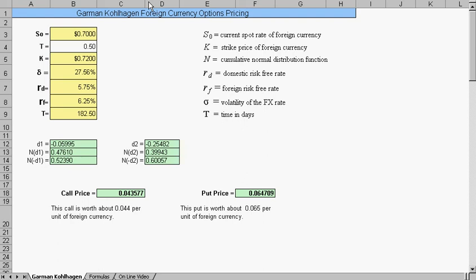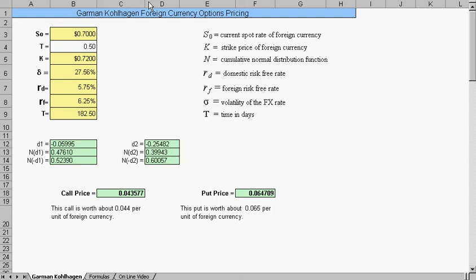As in the Black-Scholes model for stock options and the Black model for certain interest rate options, the value of a European option on a FX rate is typically calculated by assuming that the rate follows a log-normal process.